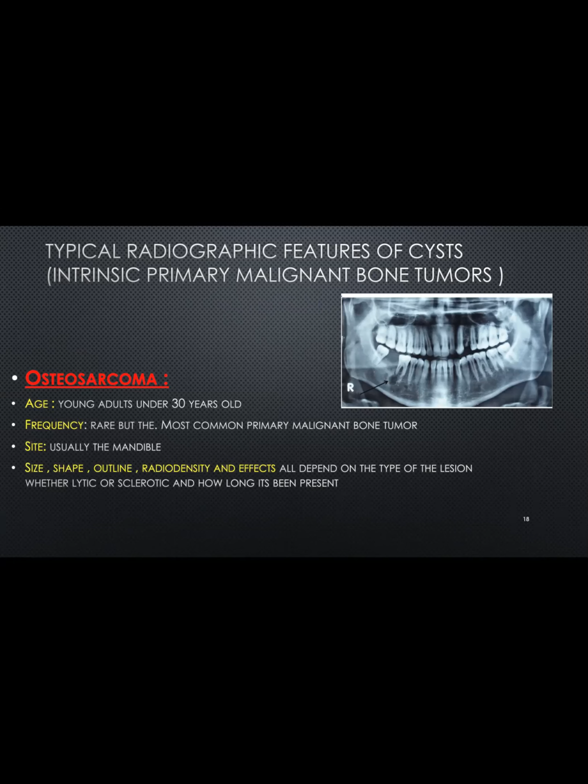Now, this usually happens in young adults. In the X-ray that I showed you, it's quite small. It's the most common primary malignant bone tumor. It's usually in the mandible, but the shape, size, outline, radiodensity, and what it affects, it all depends on the stage of the lesion and whether it's lytic or sclerotic.